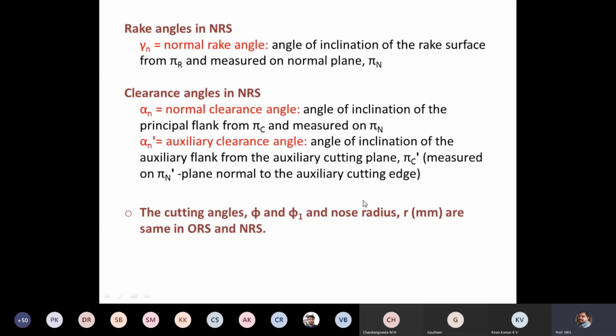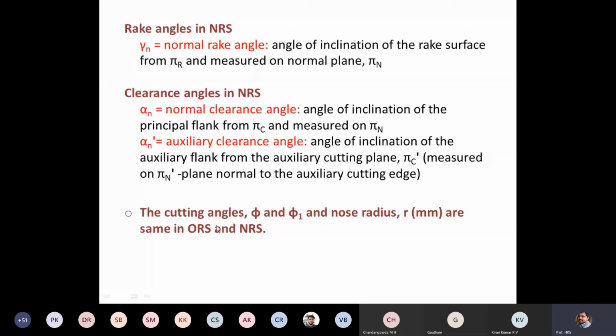So the rake angle in NRS is denoted by gamma n, the normal rake angle: the angle of inclination of the rake surface from the reference plane, measured on the normal plane Pi n. Then the normal clearance angle: the angle of inclination of the principal flank from the cutting plane, measured on the normal plane. Then the auxiliary clearance angle: the angle of inclination of the auxiliary flank from the auxiliary cutting plane, denoted by Pi c prime, measured along the auxiliary normal plane, that is the plane normal to the auxiliary cutting edge.